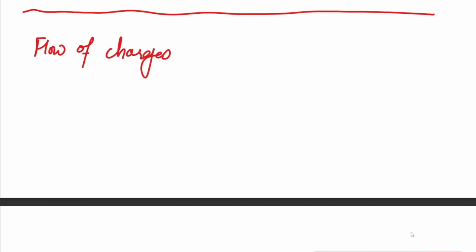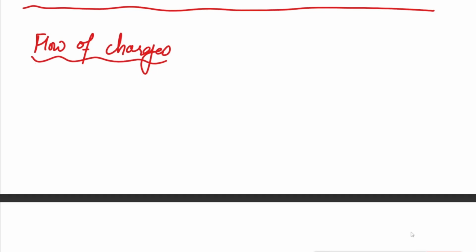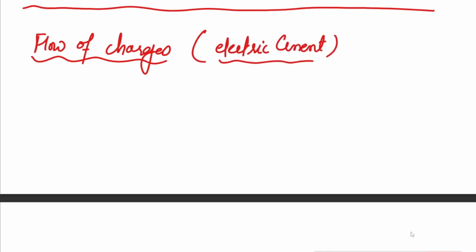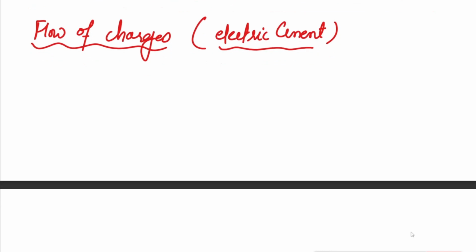Okay, so let's talk about the flow of charges. What if they were moving? How would we quantify that? How would we put a number on that? The flow of charges is known as electric current. This is basically from the next chapter, but that part is included in this one. So I'm going to start a bit of that over here, and then carry that to the next chapter. So the flow of charges, or the flow of electrons, is the electric current.